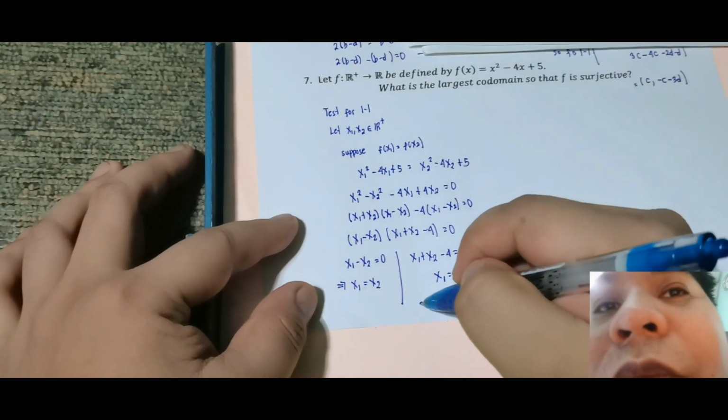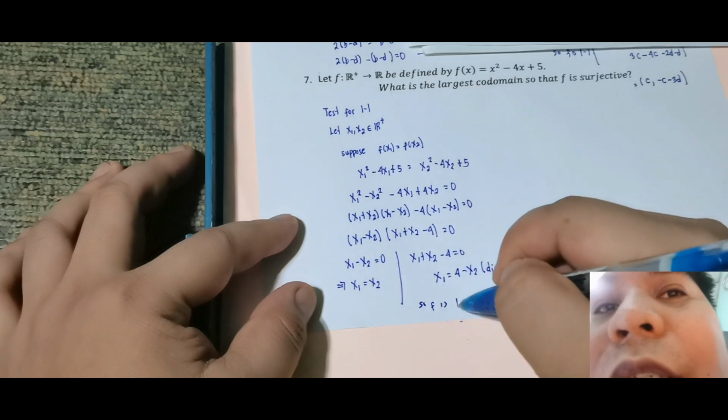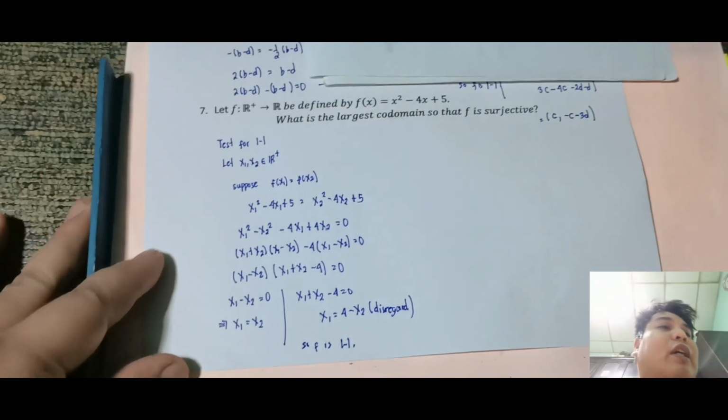So f is 1 to 1. Ganun siya kasimple pagdating dyan.